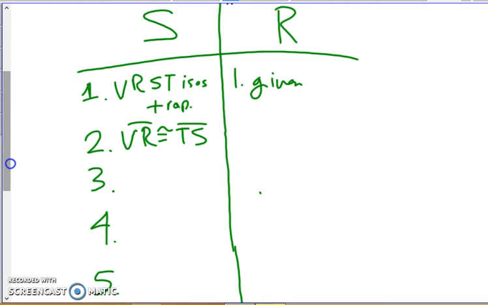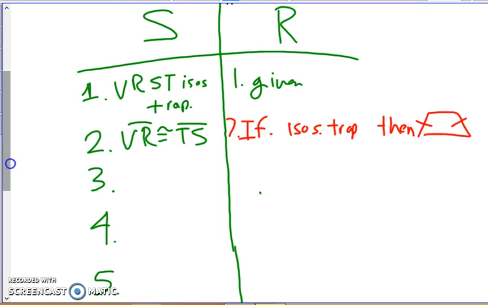Our reason is kind of similar to what we do for an isosceles triangle. We say if isosceles trap, then, and we can just draw our picture. Those sides must be congruent. Or you can write if an isosceles trapezoid, then legs are congruent.